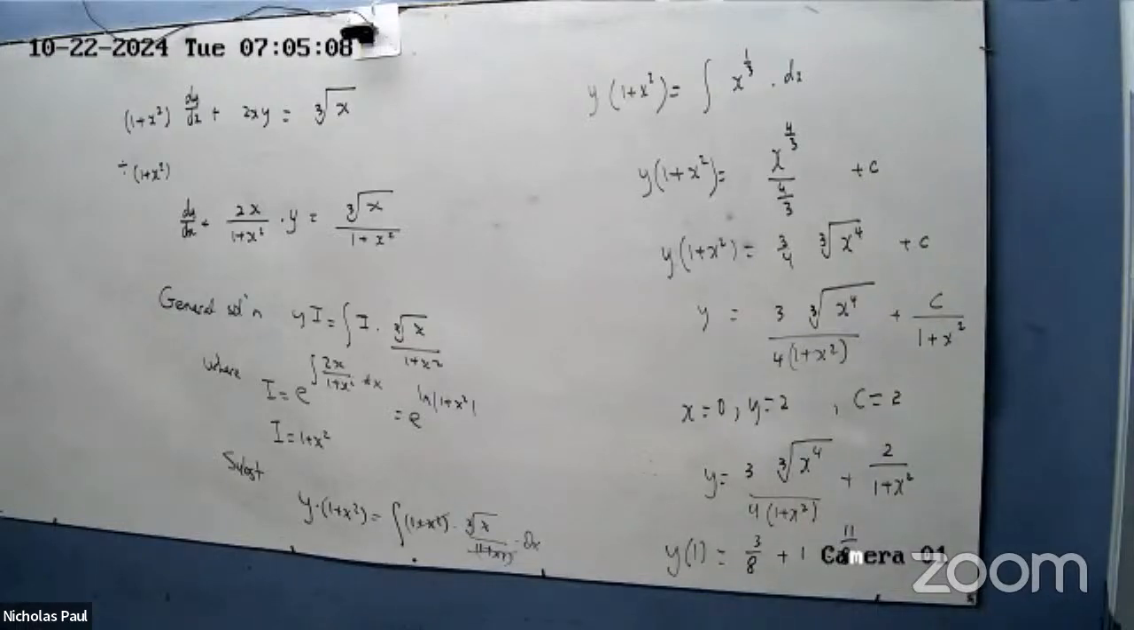Check it back and make sure now that you got c is 2 and y is 11. When y is 1, you get 11 on it.